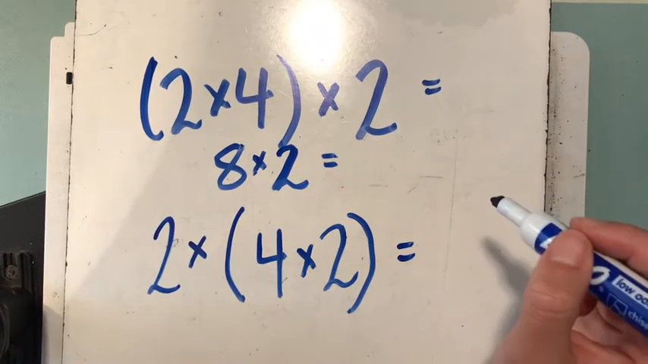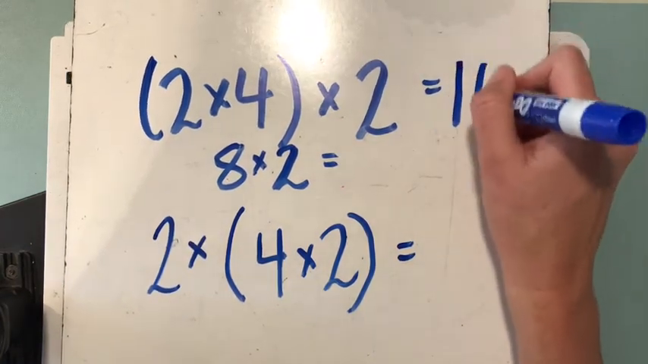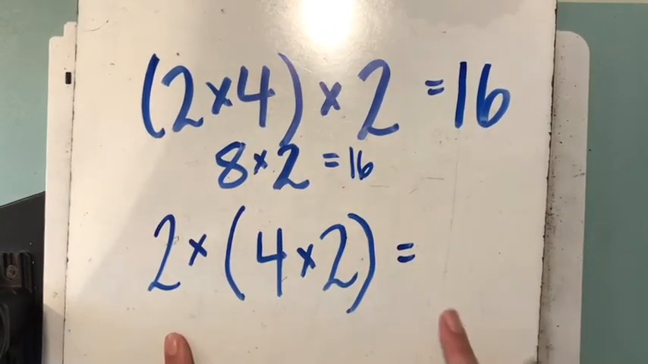8 times 2 is 2, 4, 6, 8. It's 16. So my total is 16. All right, let's see if we come up with the same product here, the same total.